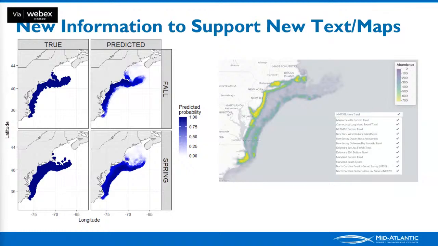We also have lots more survey information that's compiled now. So on the right-hand side, this is just a summer flounder example. We have the offshore trawl survey data in there, but we now have more detailed state surveys that are integrated. So we can take a closer look at that state survey data.